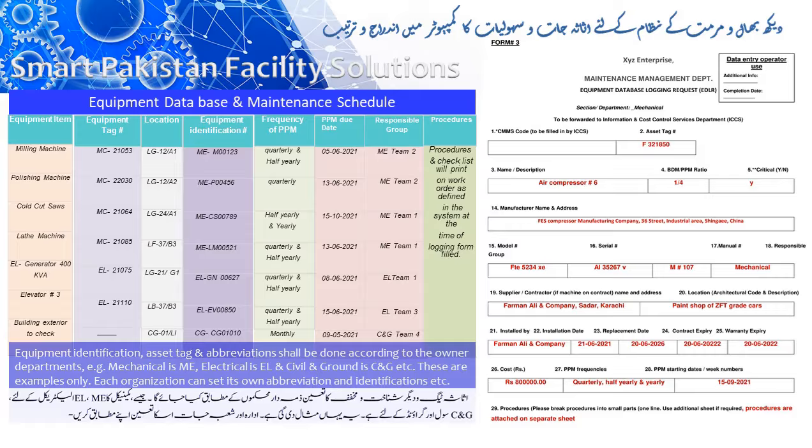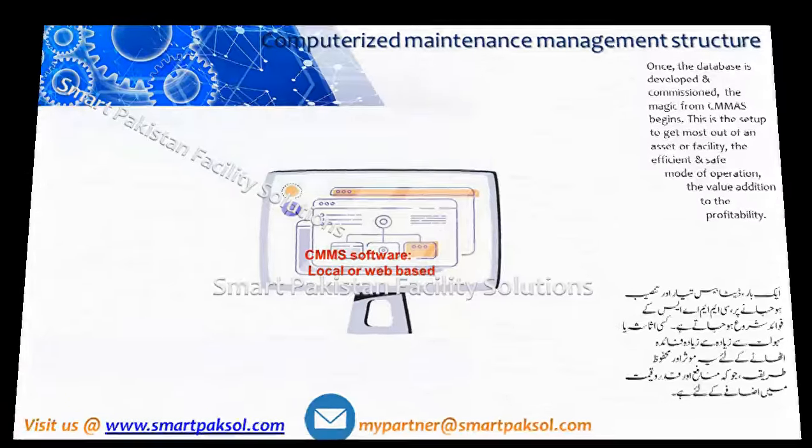Equipment identification, asset tag and abbreviation shall be done according to the owner departments. For example, mechanical is ME, electrical is L, and civil and ground is C and G, and so on. These are examples only. Each organization can set its own abbreviations and identifications, etc.